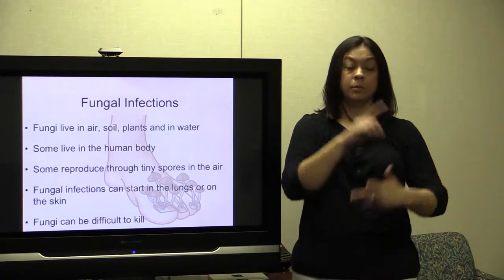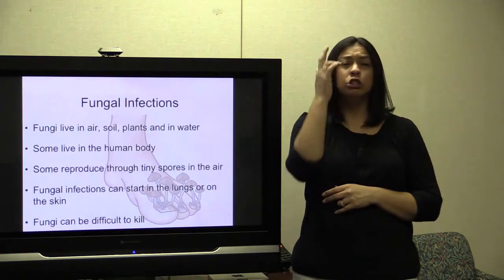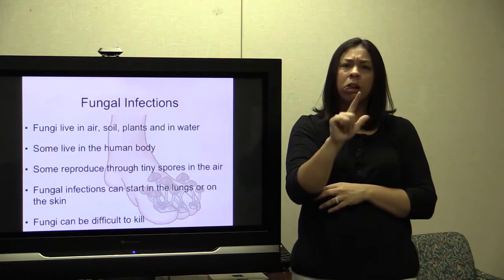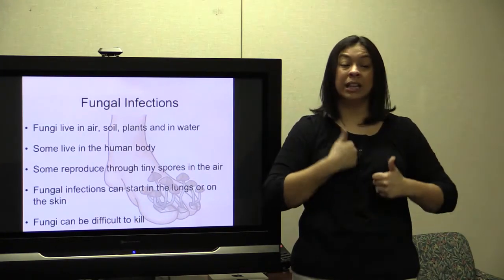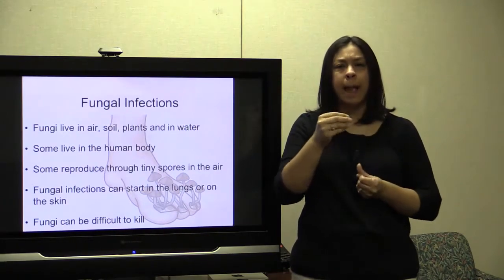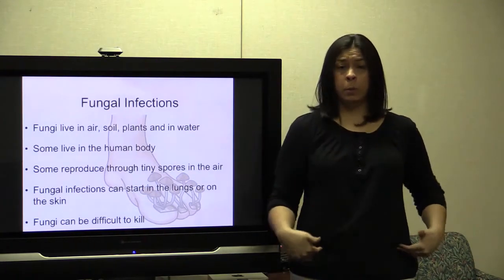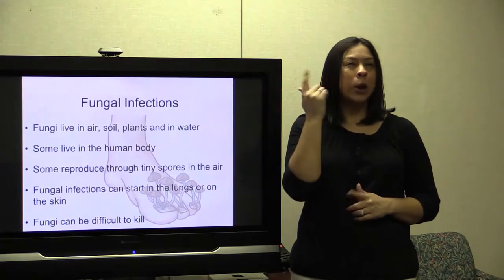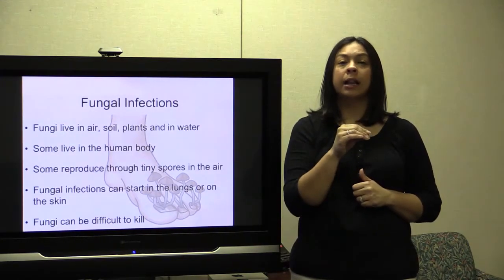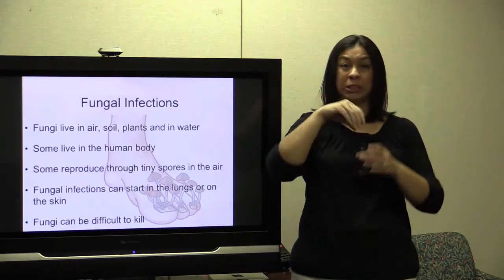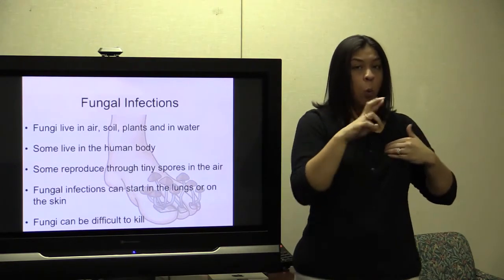Fungal infections. The reason I included this is they're very, very difficult to kill, and they do live in air, soil, and plants, and some do live on the human body. One of the more common ones is athlete's foot, which is very, very difficult to get rid of. And they are produced in tiny spores in the air, and they can start in the lungs or on the skin.